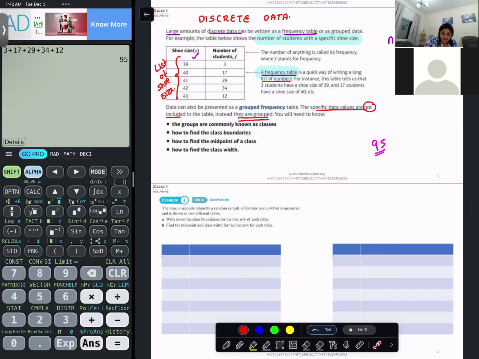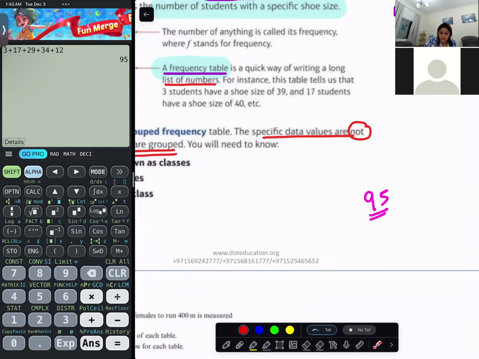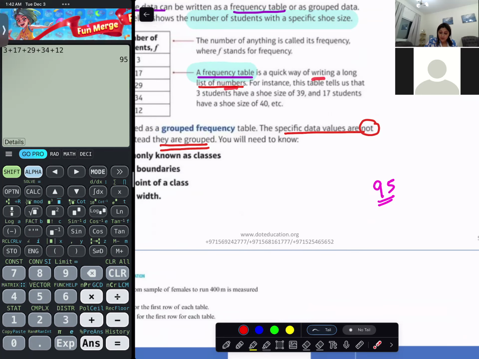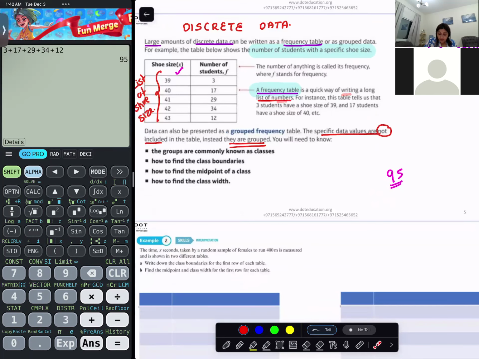So if we read at this frequency, frequency is telling me the number of students that are taking this value. So over here, I say 3 students have shoe size 39, 17 students have shoe size 40, 29 students have shoe size 41, and so on. So a frequency table is nothing but a quick way of writing a long list of numbers.